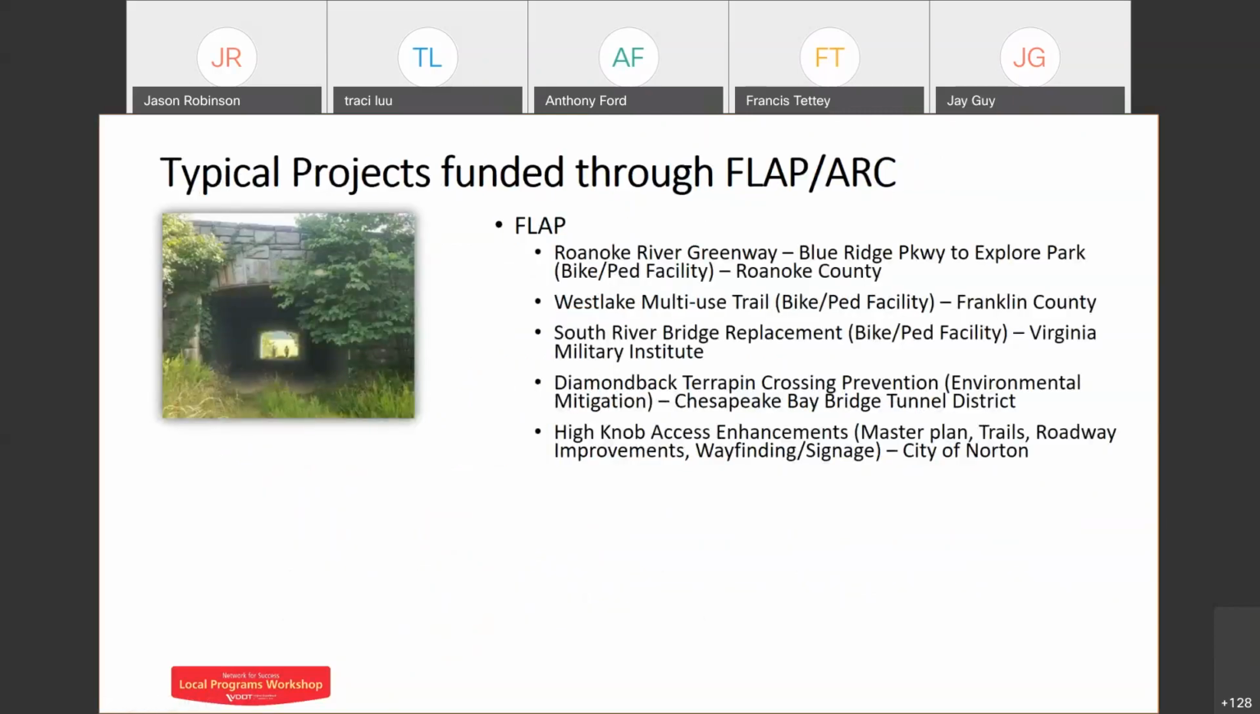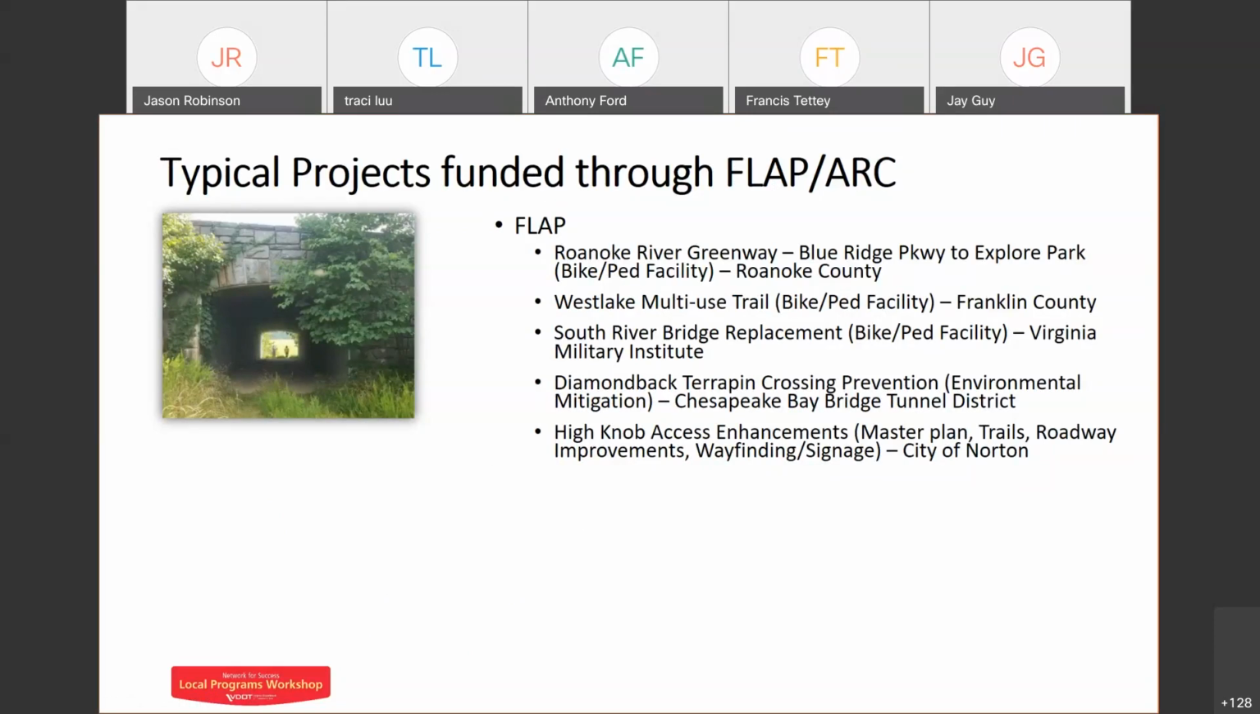Under FLAP, you see a list there of ones. Some of these are in our district. You see a lot of bike ped facilities that were funded through the FLAP program. But I want to be clear that this program is not just for bike ped facilities. For example, that bottom one, the city of Norton, included everything from master plan to trails, roadway improvements, and wayfinding signage. There's a lot of components of that project that were funded under FLAP.